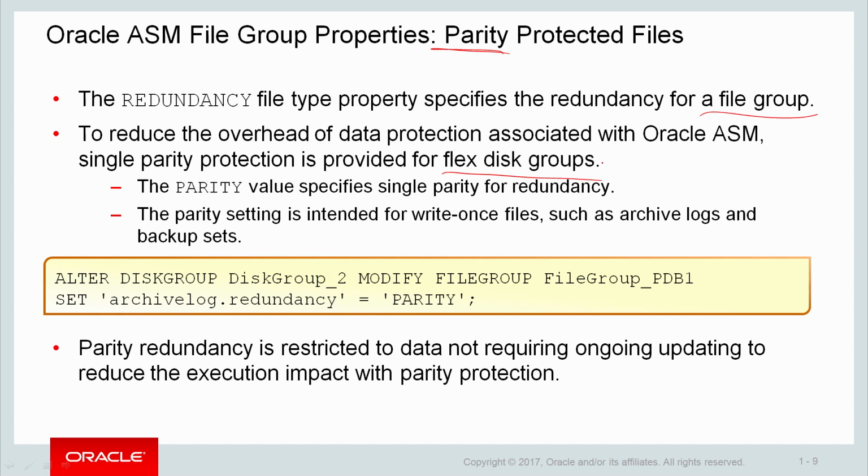So how do we set it? Well, we use an alter disk group command, so it's disk group 2. We're modifying the file group called PDB1, and we're setting the archive log redundancy to be parity. Parity redundancy is restricted to data not requiring ongoing updating, to reduce the execution impact of parity protection. So that includes where we don't support parity protection for data files or control files.